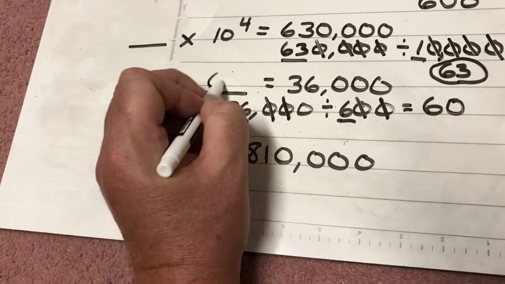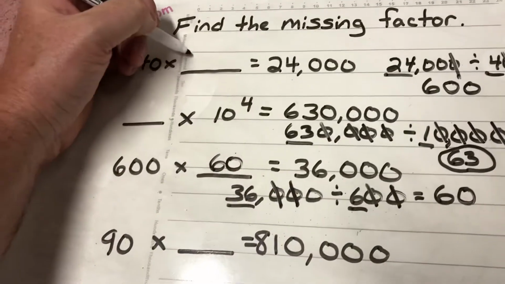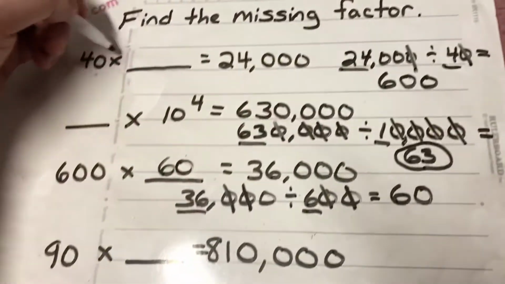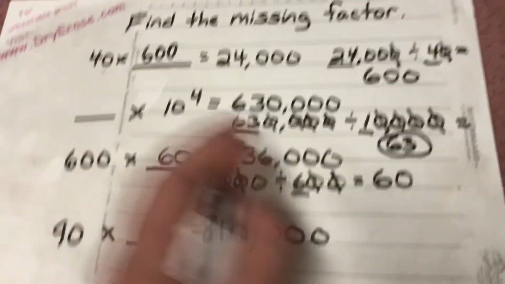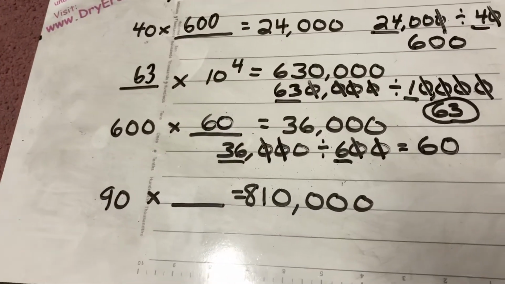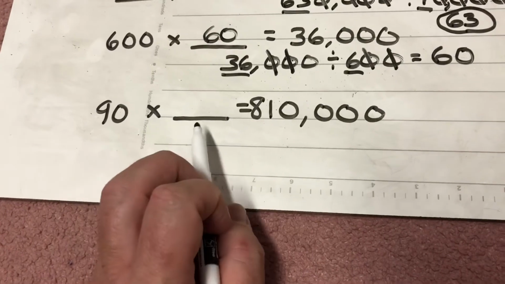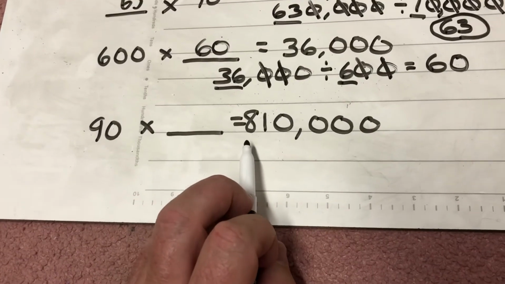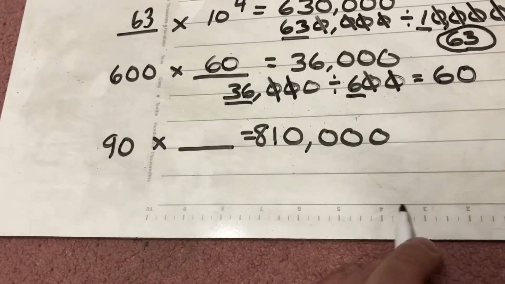600 times 60. And I should go ahead and fill these blanks in, because that's what you're actually going to have to do on your paper. This first one, I see that I got 600. This second one, I see that I got 63. All right, and so then I get 60 here. So this last one, 90 times blank, equals 810,000.